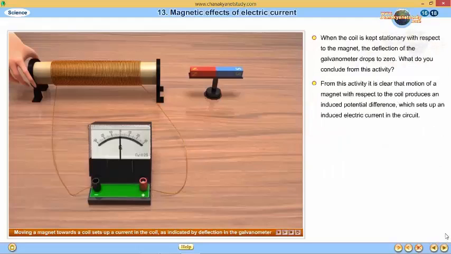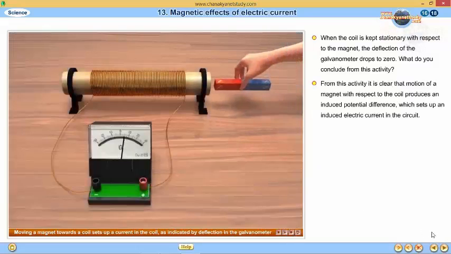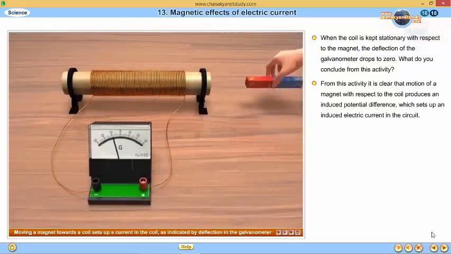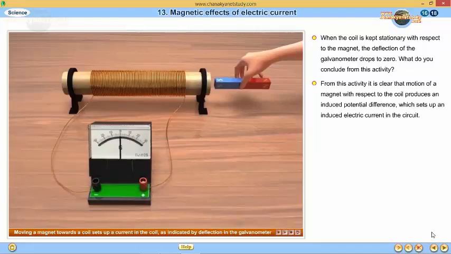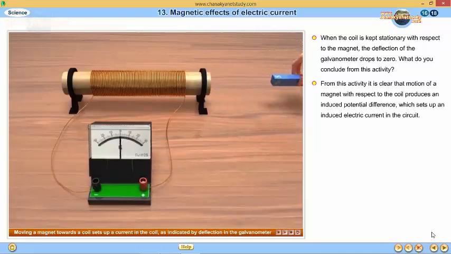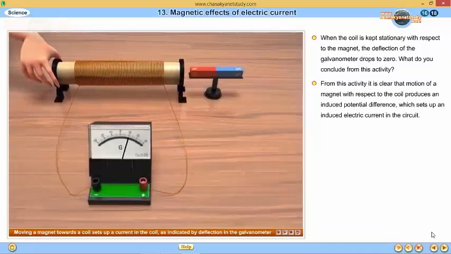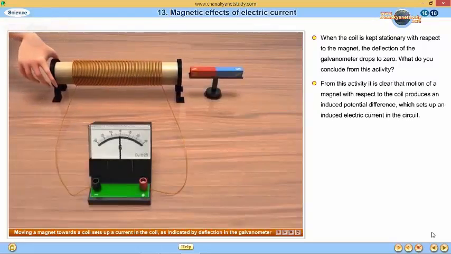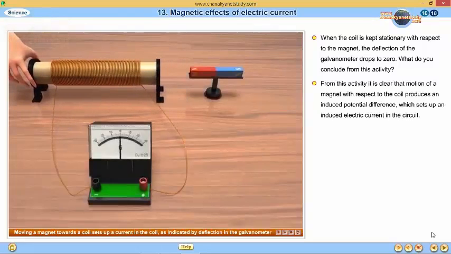When the coil is kept stationary with respect to the magnet, the deflection of the galvanometer drops to zero. What do you conclude from this activity? From this activity, it is clear that motion of a magnet with respect to the coil produces an induced potential difference, which sets up an induced electric current in the circuit.